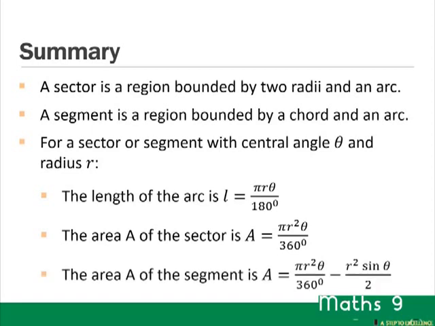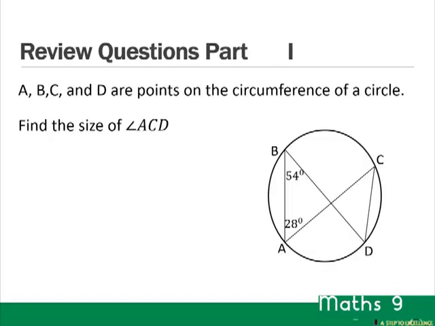The area A of the segment is A equals πr²θ over 360 minus r² sine θ over 2. Review questions, part 1. A, B, C and D are points on the circumference of a circle. Find the size of angle ACD. Pause the video whilst you work it out. Here's the answer. It's 54 degrees.